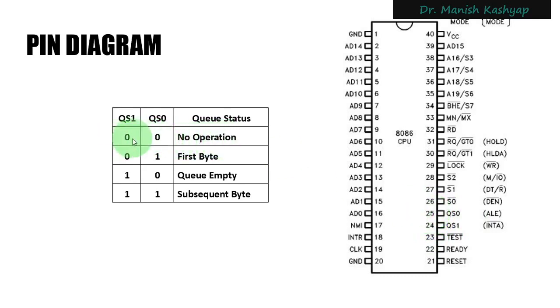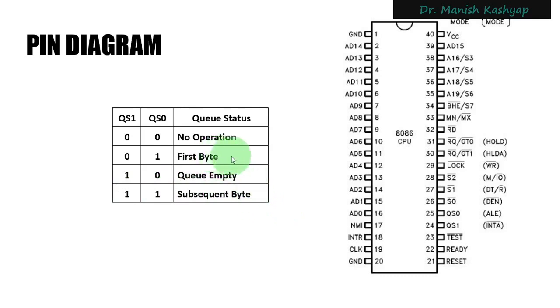So 0, 0 is no operation. If it is 0, 1, then the first byte has been accessed. And if it is 1, 0, the queue has been emptied, maybe because of a jump instruction or something else that diverts the control from one location to another. So you have to discard the code that is written after that and jump to that location. That is what we mean by an empty queue, right? And then 1, 1 means the subsequent byte has been fetched.